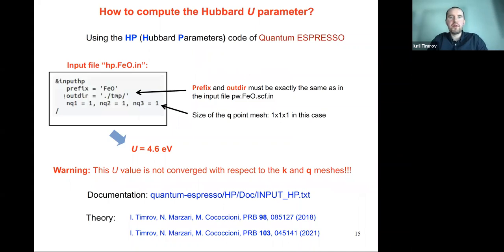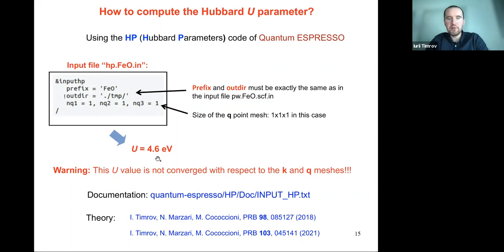And how to compute it with Quantum ESPRESSO? There is a recent code called HP, standing for Hubbard parameters, that implements this idea using density functional perturbation theory. The input is very simple. You just provide the prefix and output directory if needed, and the Q point grid, which I mentioned. In this case, it's simply 1 by 1 by 1 to make it fast. But in practice, you need to converge the value of the Hubbard U parameter with respect to this Q mesh, and also the K point mesh. So the U value must be converged.